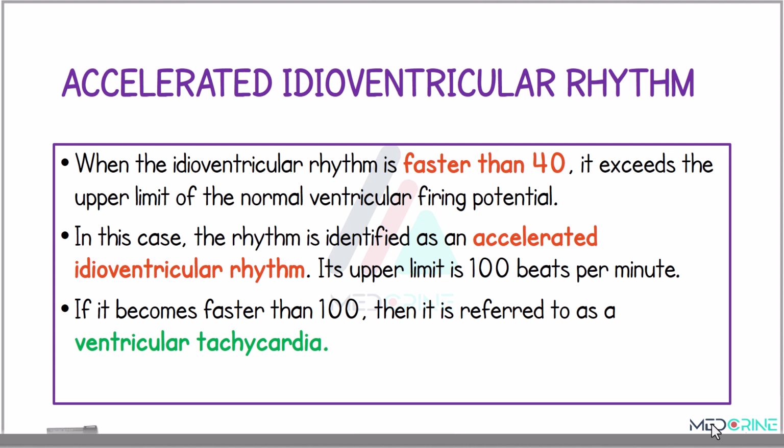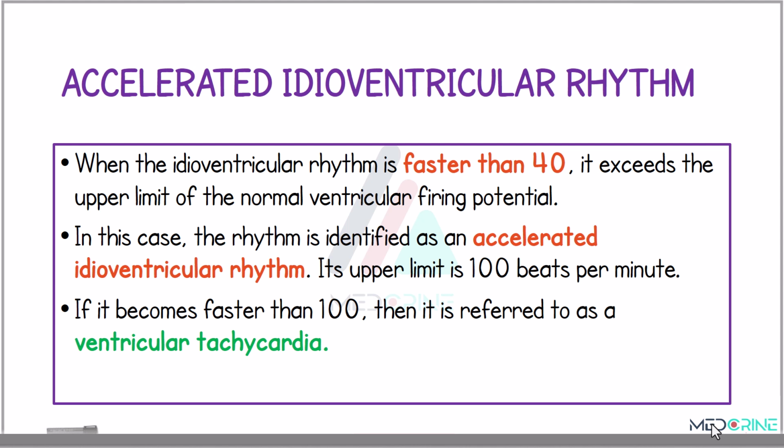Looking at the idioventricular rhythm, we have what we call accelerated idioventricular rhythm. When an idioventricular rhythm goes beyond 40 beats per minute, it means that it has exceeded the upper limit of the normal ventricular firing potential, which is 40 beats per minute. And in this case, the rhythm can be defined or identified as an accelerated idioventricular rhythm.